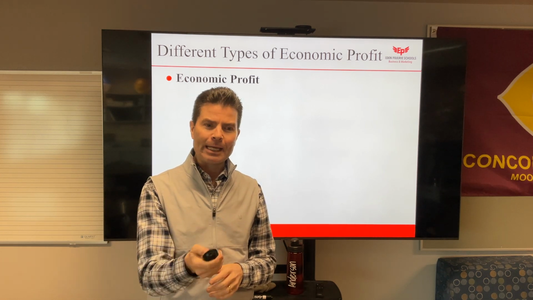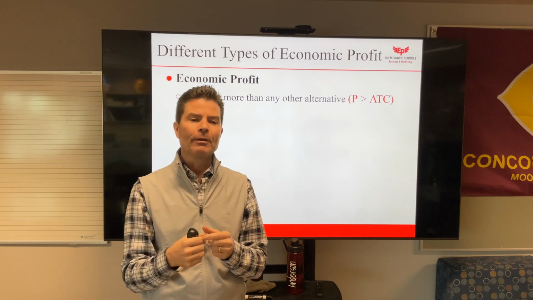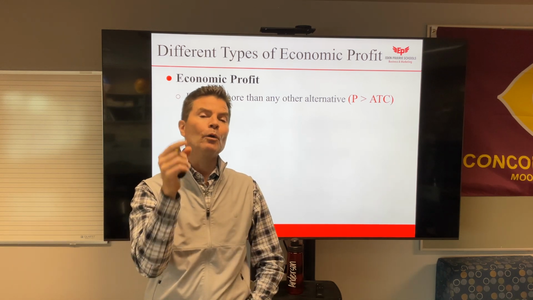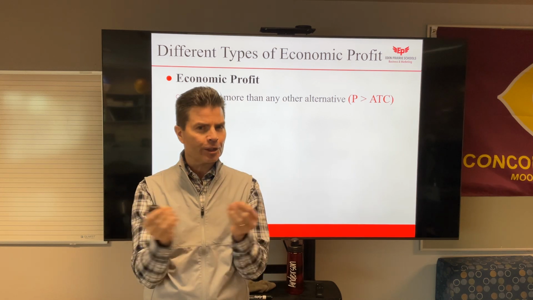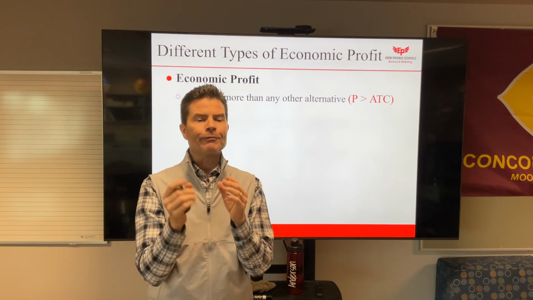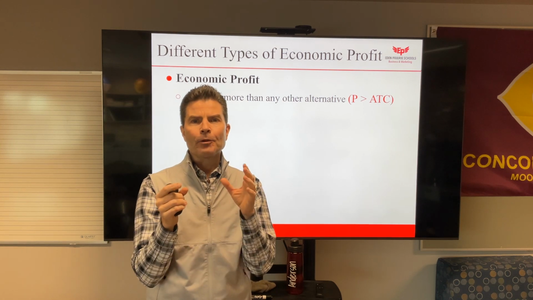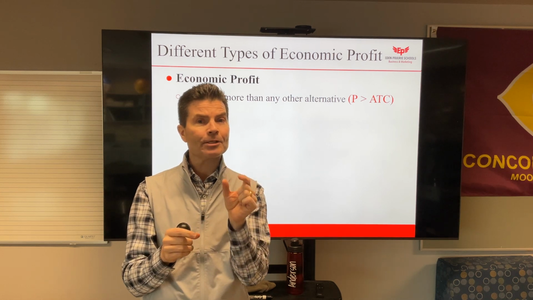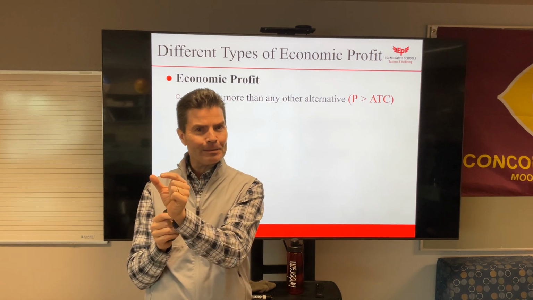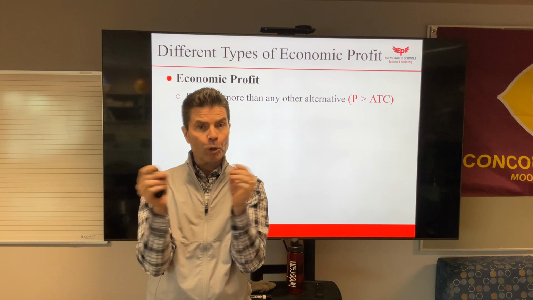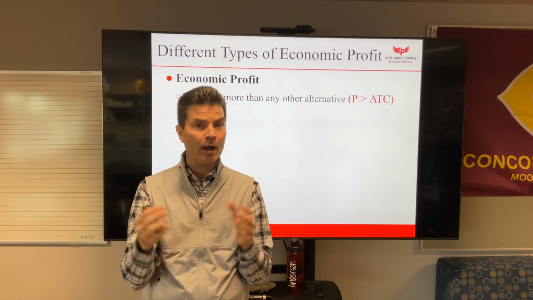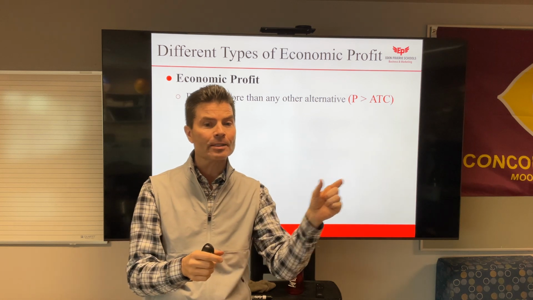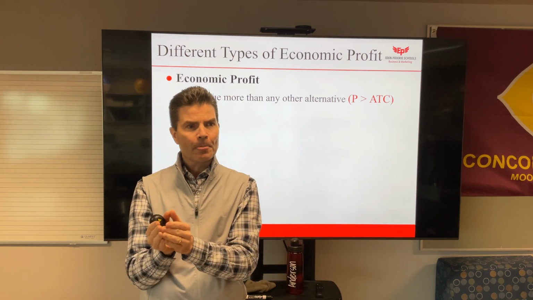You have economic profit when the revenue you make is more than any other alternative option. So if you find your total revenue and subtract your explicit and implicit costs from that, the total of both of those is your economic costs, or your overall opportunity cost. So revenue minus economic costs is how we find profit.